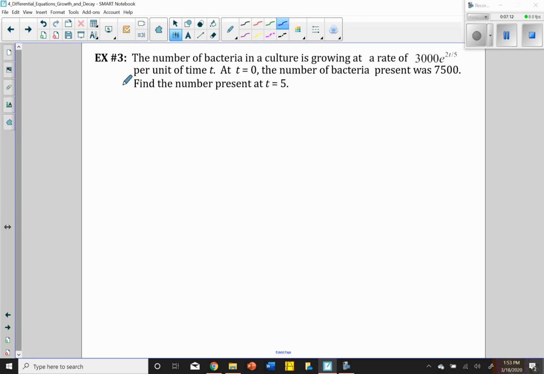The next example: the number of bacteria in a culture is growing at a rate, they're telling us the derivative, of 3,000 e to the 2/5 t per unit of time t. When t is 0, the number of bacteria present is 7,500. We want to find the number present when t is 5. So they've given us, if we use capital B as bacteria, the rate of change of the bacteria with respect to time, they gave us the rate, is 3,000 e to the 2/5 t.